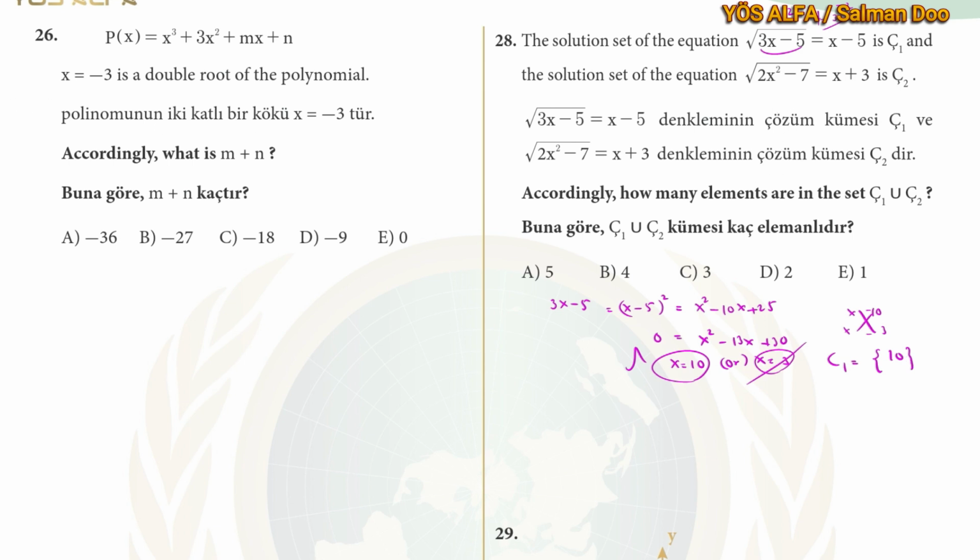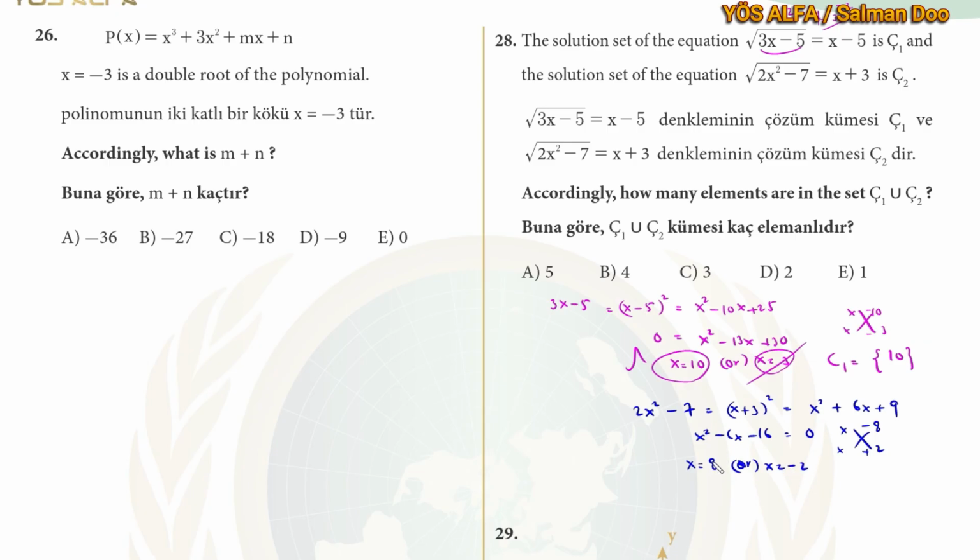Let's continue with the second equation. Just like in the first equation, we're going to square both sides of the equation to have 2x squared minus 7 is equal to x plus 3 the whole square, which is equal to x squared plus 6x plus 9. Simplifying this equation, we have x squared minus 6x minus 16 is equal to 0. From here we have 8 times 2 and negative and positive. So x is equal to 8 or x is equal to minus 2.